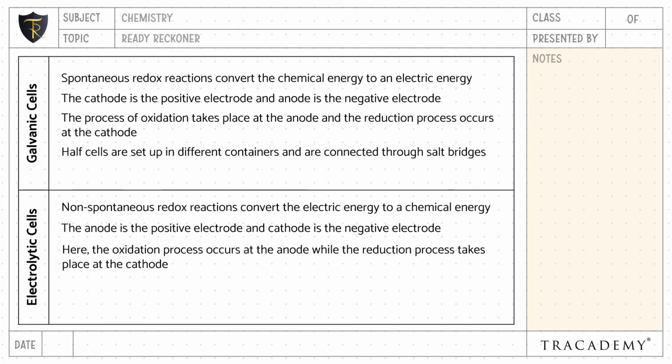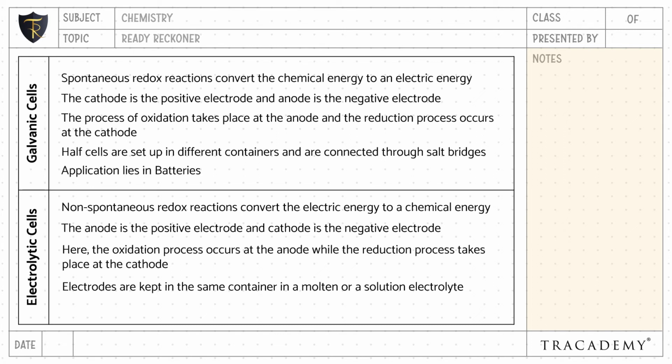Half cells are set up in different containers and are connected through salt bridges, whereas in electrolytic cells, electrodes are kept in the same container in a molten or solution electrolyte. Galvanic cells' application lies in batteries, whereas the application of electrolytic cells lies in purifying copper and electroplating.